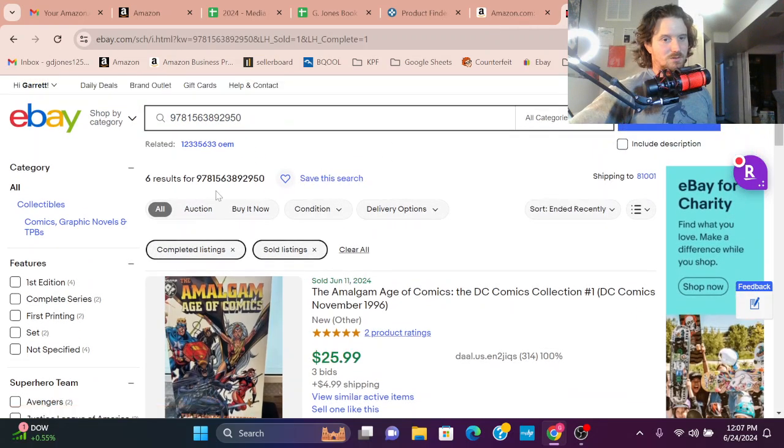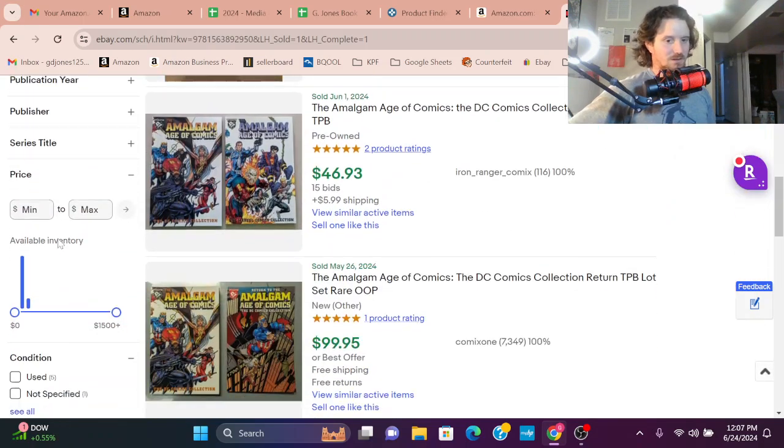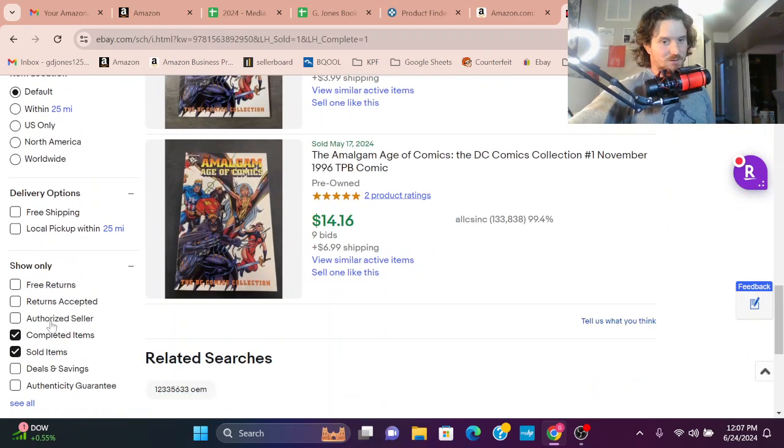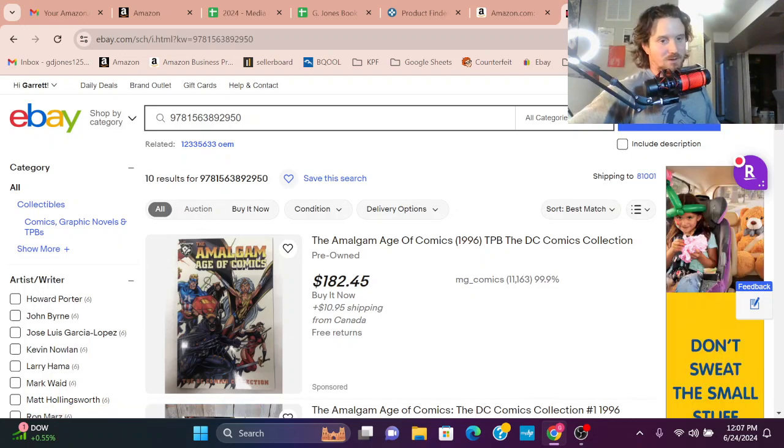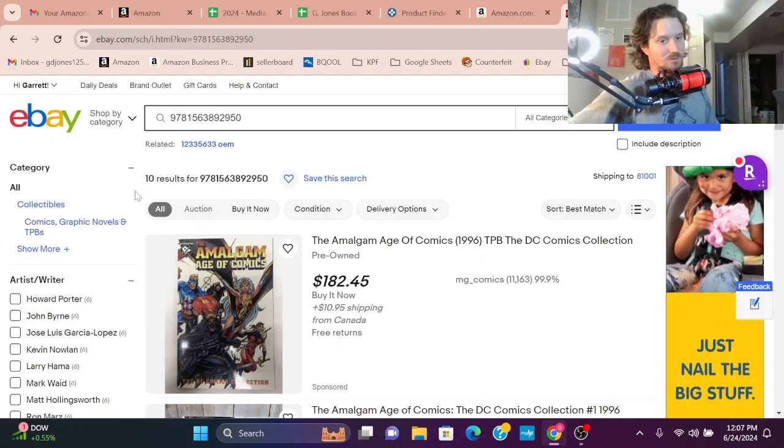But what you do is you come up here and you look at the top and you see the results. That means that there's 6 of these books that have this ISBN number attached to it, which means that there could be more because you could just do the title. But then you compare that number, the sold number, how many have sold, with how many is listed at the moment, which is 10.